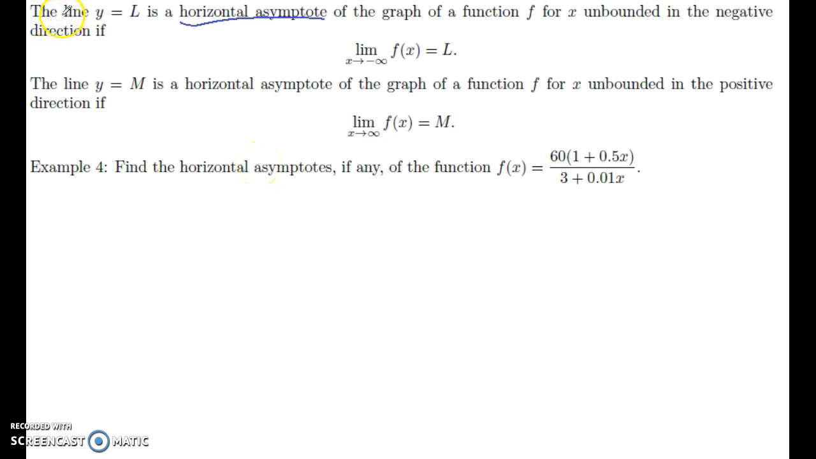First, the definition. The line y equals L is a horizontal asymptote of the graph of a function f for x unbounded in the negative direction if the limit as x approaches negative infinity, where f of x is unbounded in the negative direction, equals L. That is a y value, so y equals L is the horizontal asymptote.